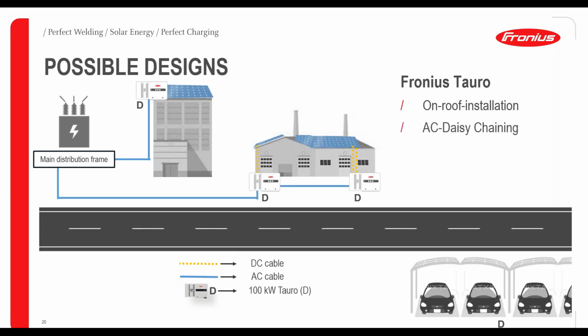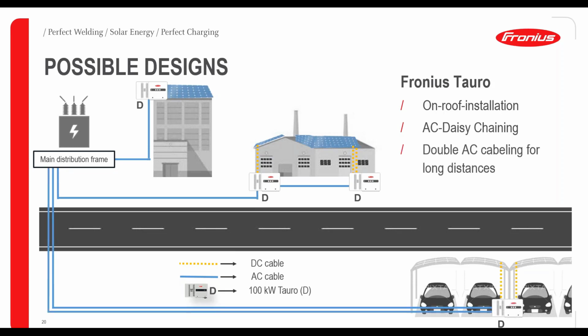Second one, of course, AC daisy chaining option would be possible here. It's on the bottom of the building, and we go down with the thinner DC cables connected directly with MC4 plugs and run then an AC cabling. Then a double AC cabling for longer distances. We would have here a car park a little bit further away, and here we would have also the Tauro D option, so monitoring and everything is possible. And with the double AC cabling, it would be also no problem regarding the cable losses.